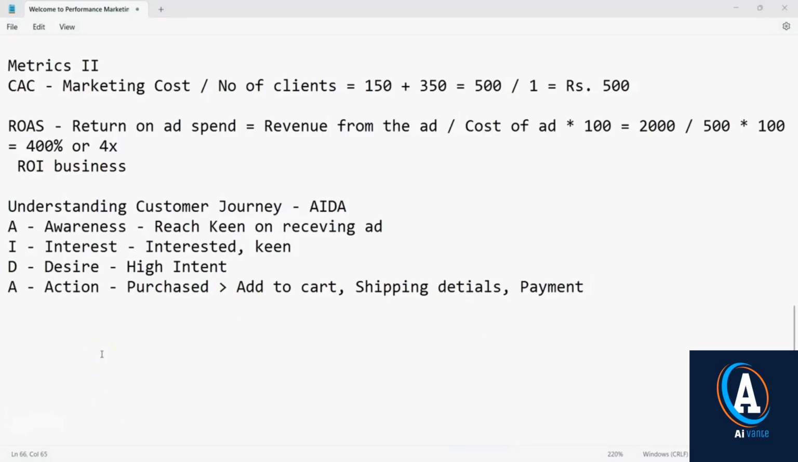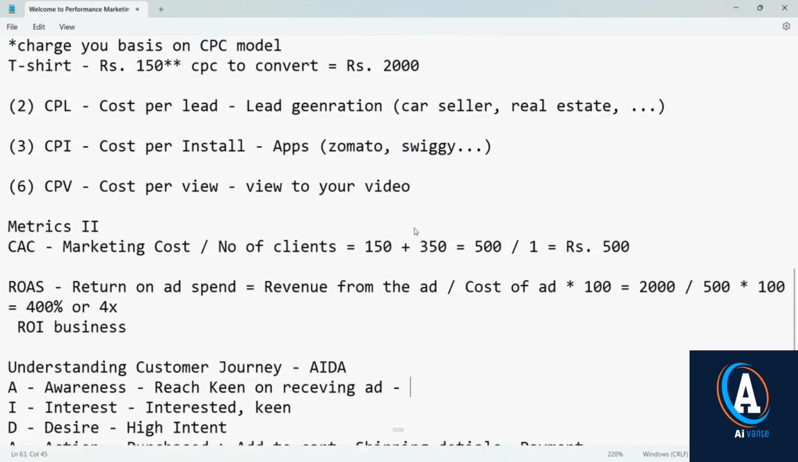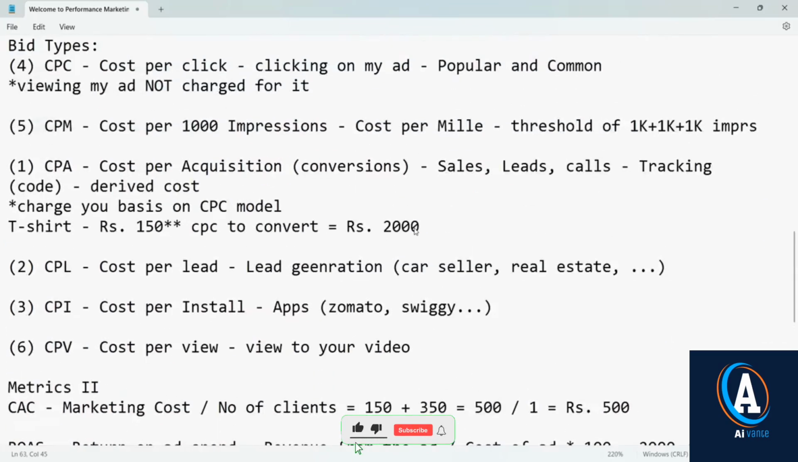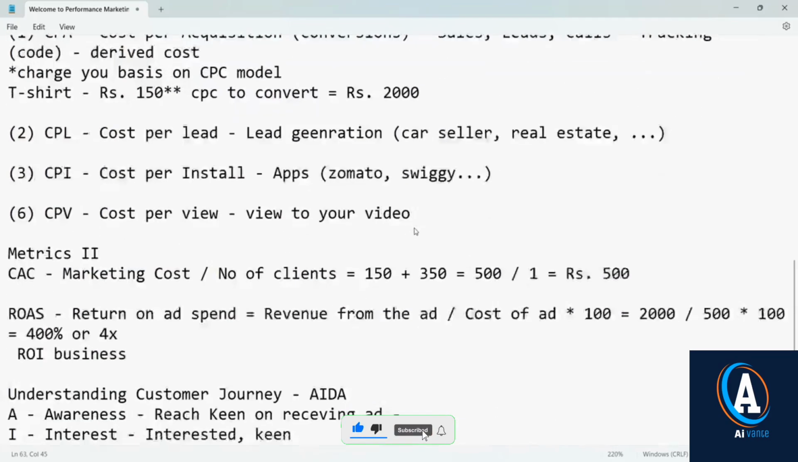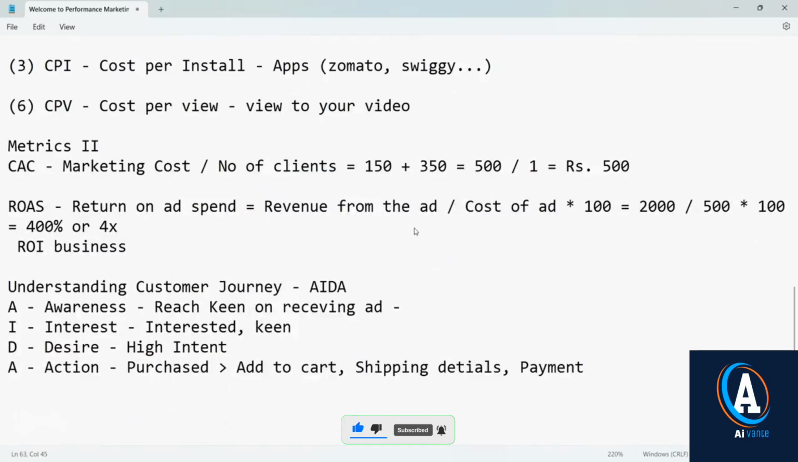Now, let's try to marry two things which we have been able to grasp so far in this session. One is AIDA and the other is bid types. I'm sure by now you will also be able to answer this for me: when I'm in the awareness stage, which of these bid types will most likely be part of the awareness stage? If you're already answering this for me, it would be CPM, CPV.